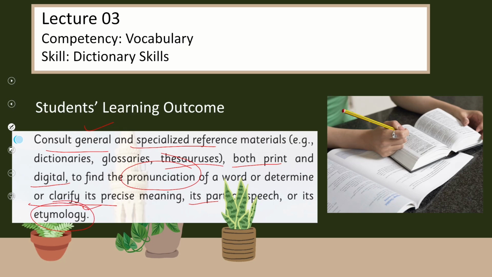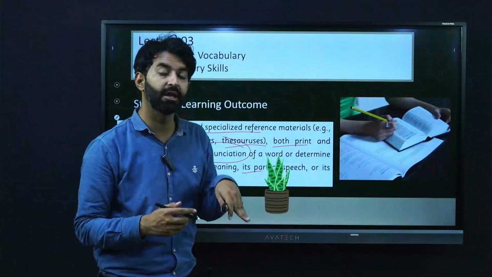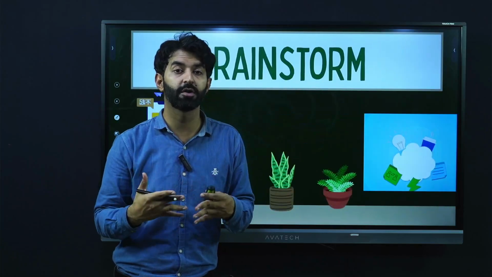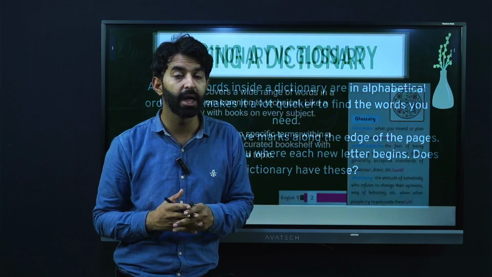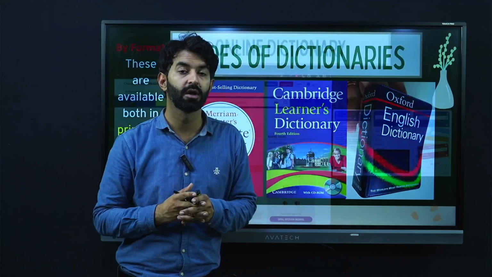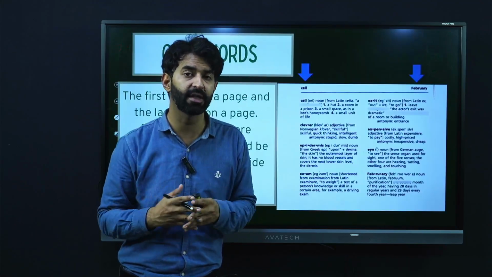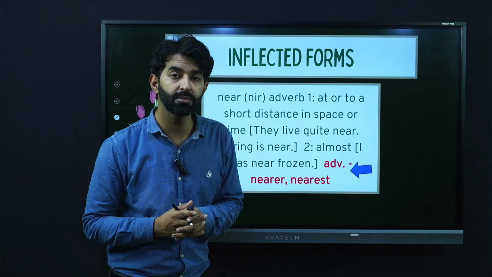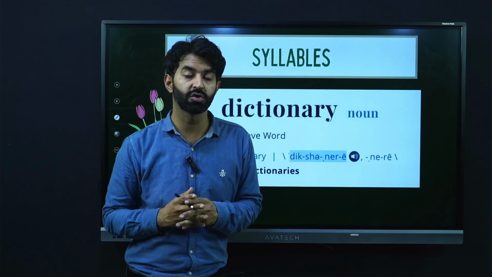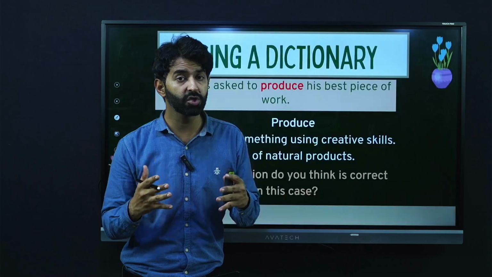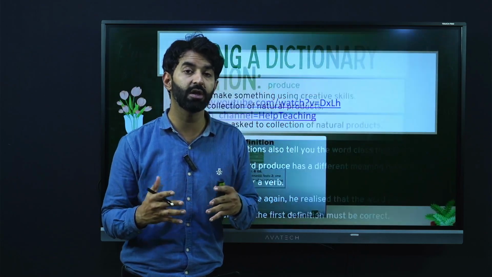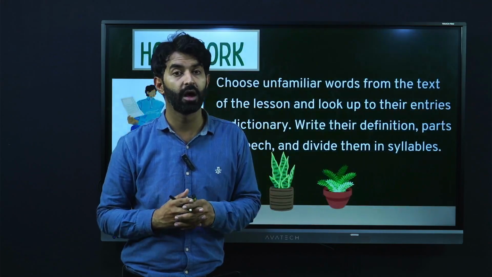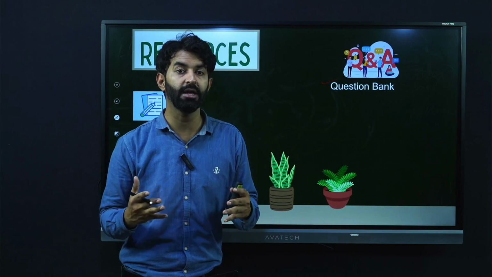Now this etymology part will be discussed in detail in another lecture, on why and how words have different origins and how we can look for them and choose the right one that is more logical and that sounds more rational. So this is all about today's video lesson, my dear learners. We achieved our students' learning outcome of dictionary skills. We consulted the dictionary. We looked for pronunciation and other parts of the dictionary for any given word.